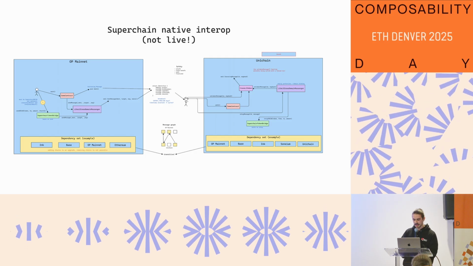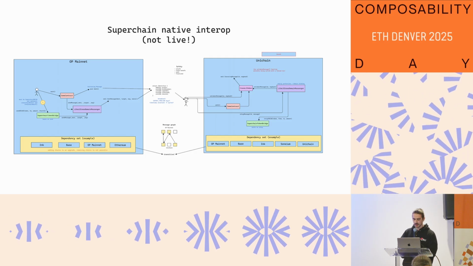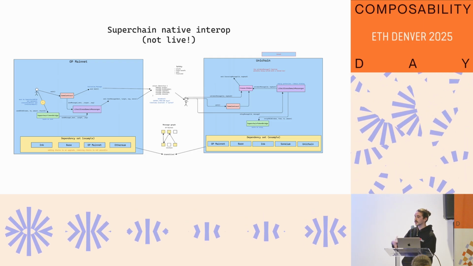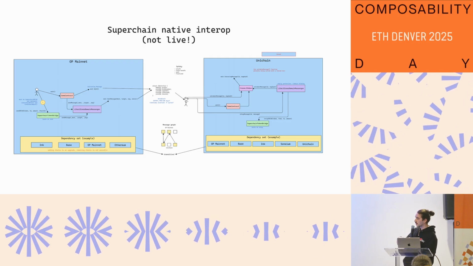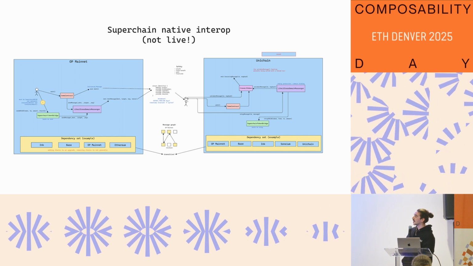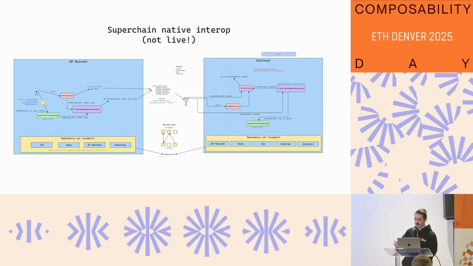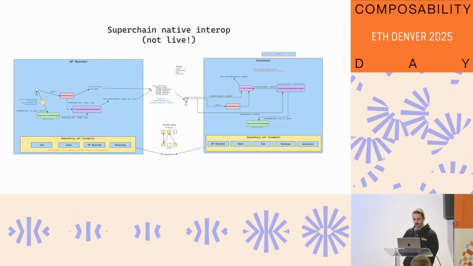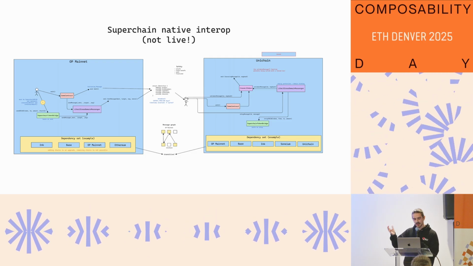And if you burn and mint tokens using the Superchain token bridge, it means that you need a custom token. So this doesn't work for all tokens. You need a special type of token that exposes these functions to burn and mint, which is called the Superchain ERC20 in this case.